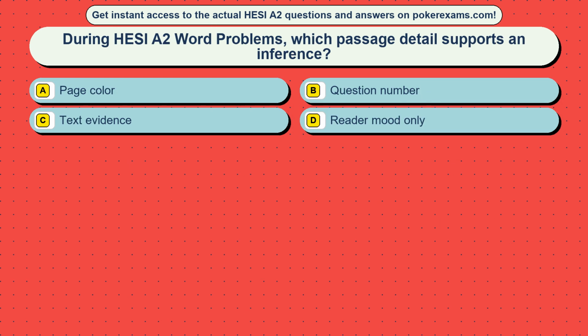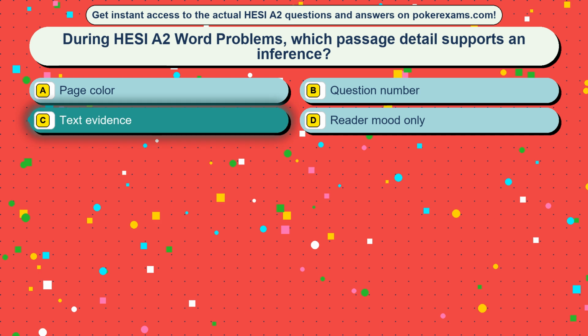Question 31. During HESI A2 word problems, which passage detail supports an inference? Option A, page color. Option B, question number. Option C, text evidence. Option D, reader mood only. The correct answer is option C, text evidence.